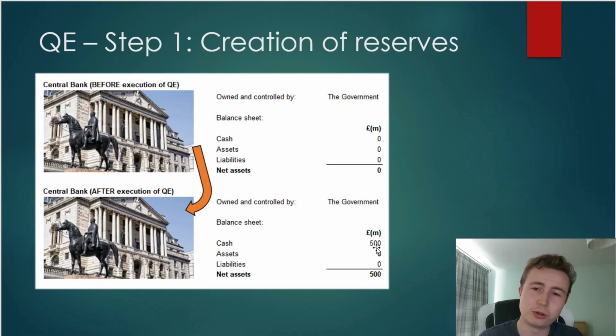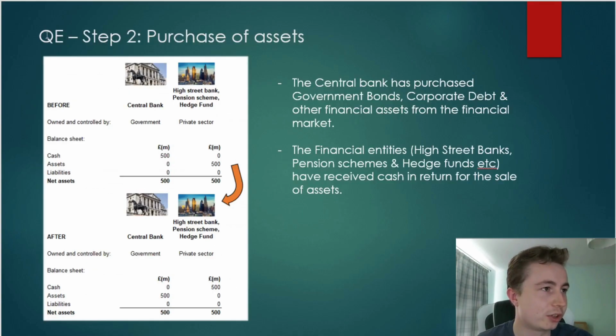Now, I stress the word reserves. These are labelled as reserves, but essentially it's just creating cash out of thin air. So what do they do with that cash? That is the important thing. So let's take a look. Quantitative easing, step 2, the purchase of assets.